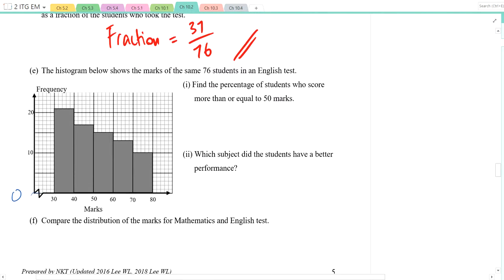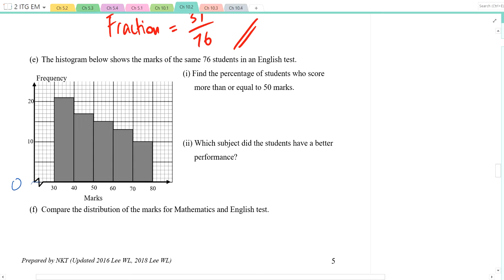Now part E, same 76 students in an English test. And these are the results.